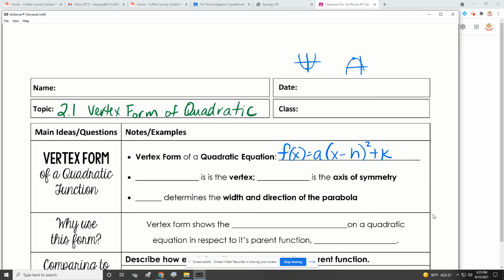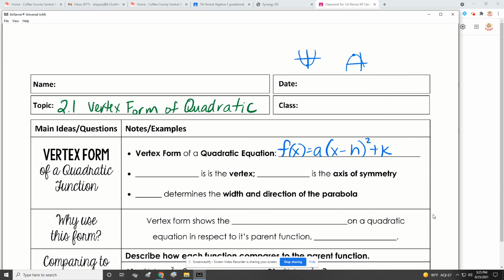And if we know vertex form, then we can just look at the equation. The x part of the vertex is going to come out of the parentheses, and the y part is going to come from the outside. Because the form has a minus there, we do the opposite on the x, and then we just bring the k down. The axis of symmetry is a vertical line that cuts the parabola in half, so it's always x equals the x part of the vertex.